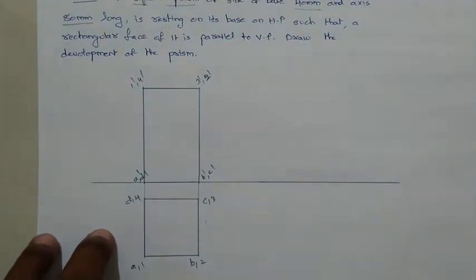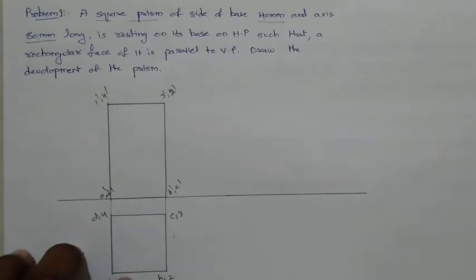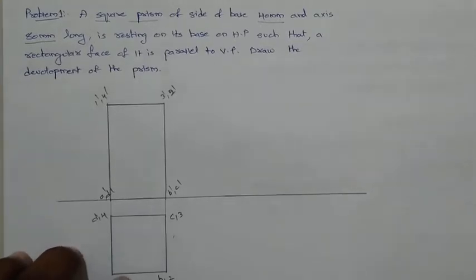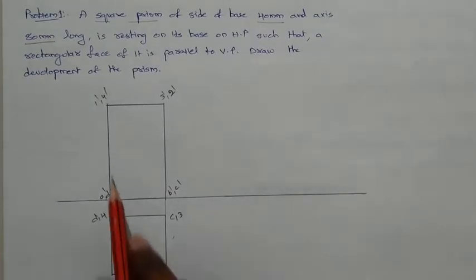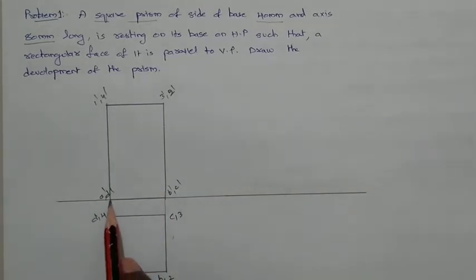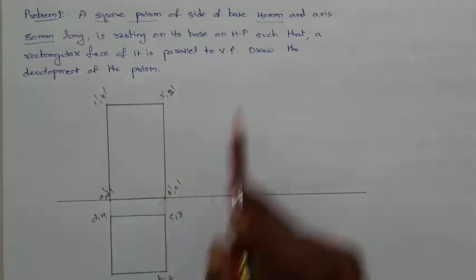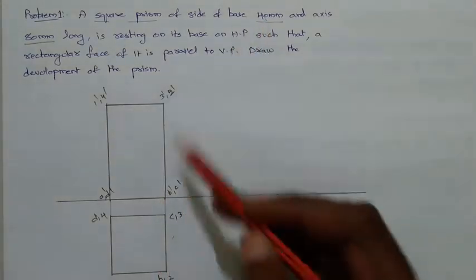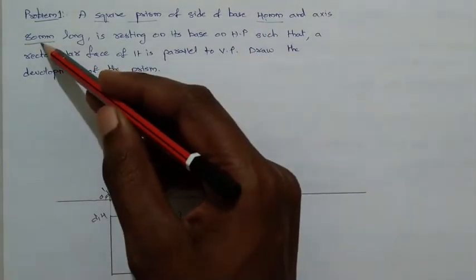Now we have to draw the development. Development is nothing but opening of all the surfaces. How many rectangular surfaces does it have? 4 rectangular surfaces. Each rectangular surface has length equal to the side, that is 40 mm, and height 80 mm, which is the axis.